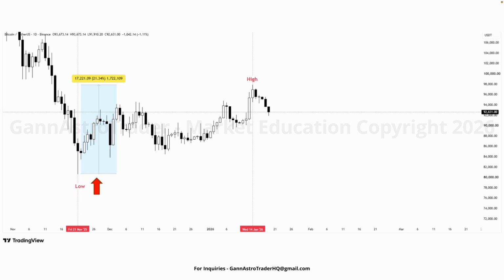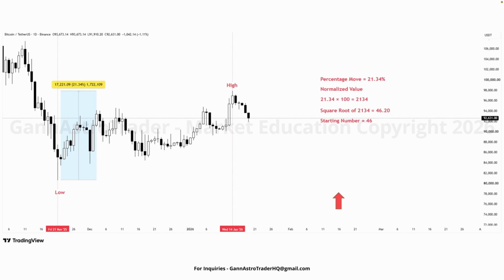Instead of working directly with decimals, we normalize the value. We multiply the percentage by 100, converting it into the whole number 2,134. Normalization simply removes the decimal while preserving the same mathematical relationship. Now, we calculate the square root of the normalized value. The square root of 2,134 is approximately 46.2. Since the square of 9 is organized using whole numbers, we begin from the nearest whole value. That gives us our starting number, 46.